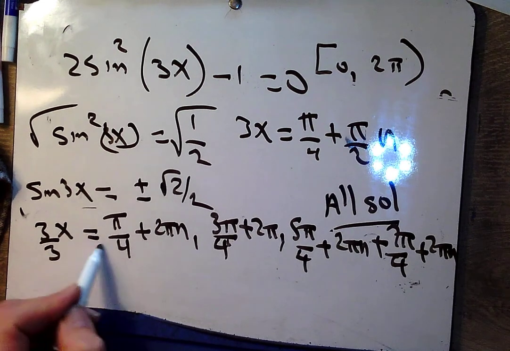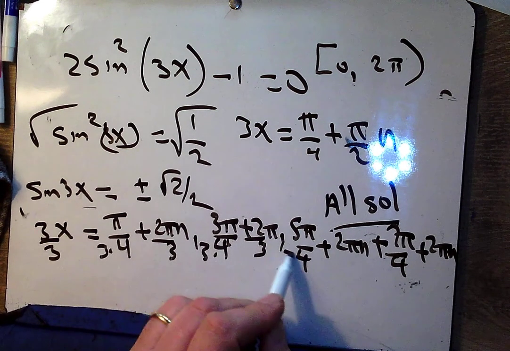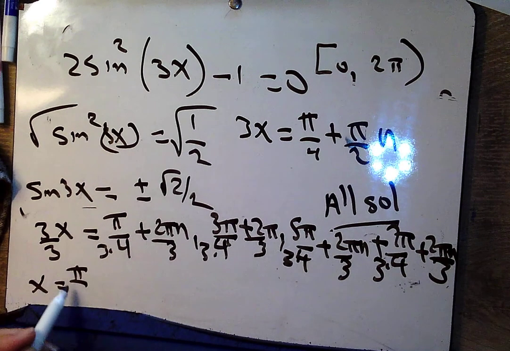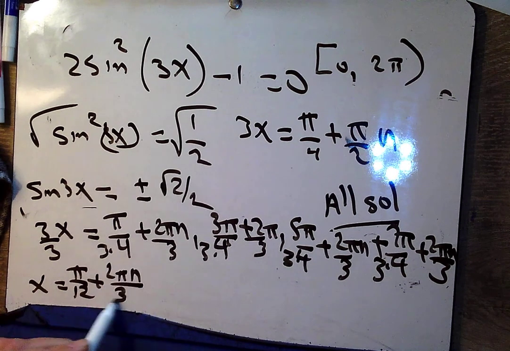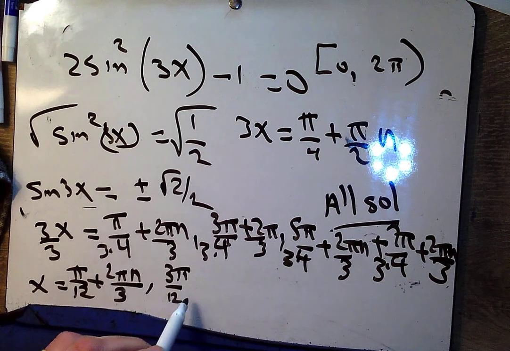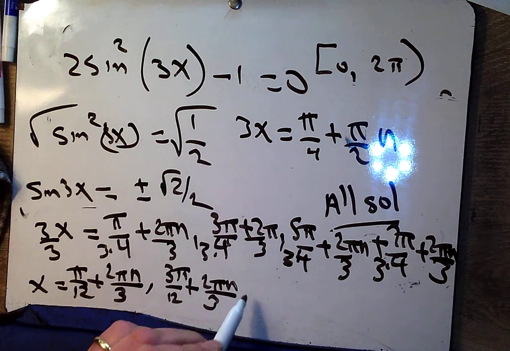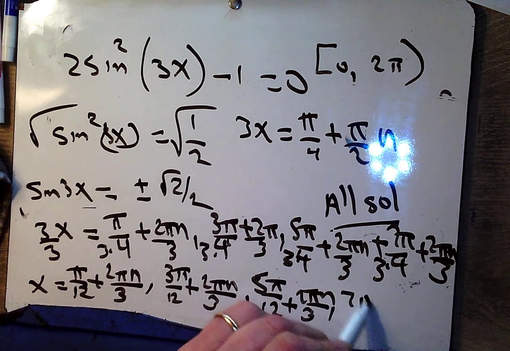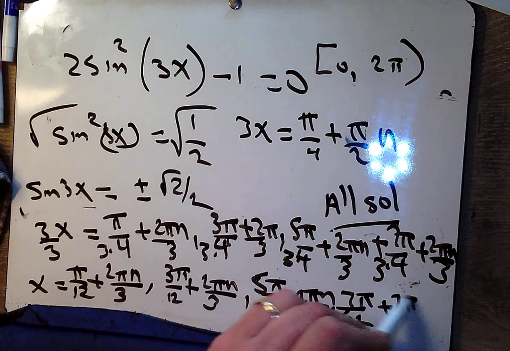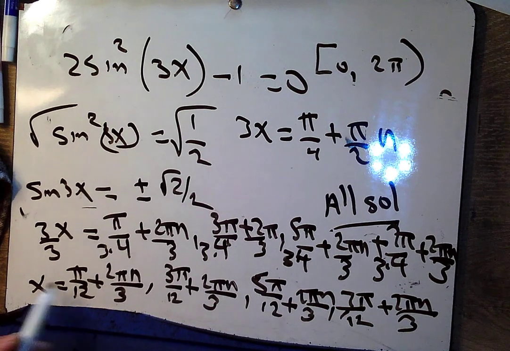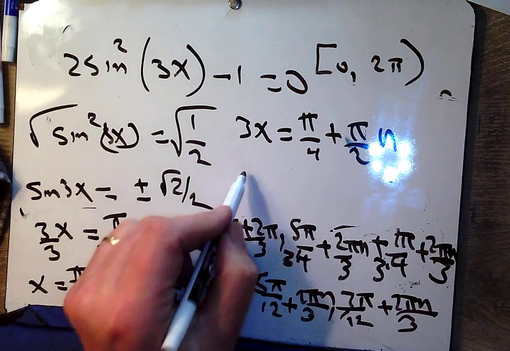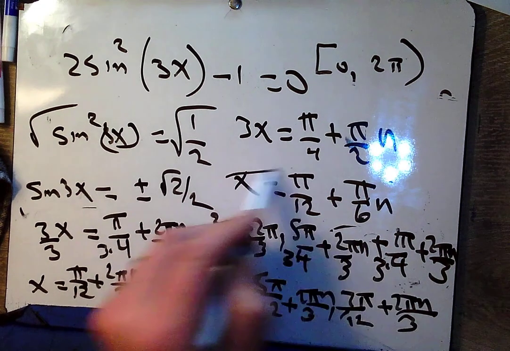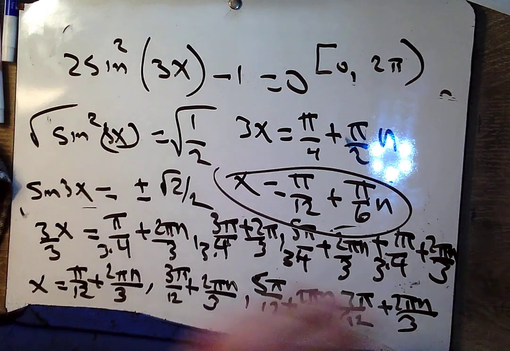Here, we now have to divide by 3. So many 3's. And so x equals pi over 12 plus 2 pi m over 3, and 3 pi over 12 plus 2 pi m over 3, and 5 pi over 12 plus 2 pi m over 3, and 7 pi over 12 plus 2 pi m over 3. Ta-da! Or, because you're lazy like me, x equals pi over 12 plus pi over 6m. So much less writing.